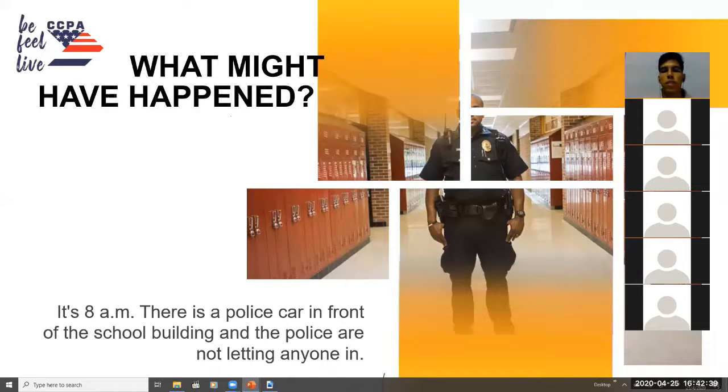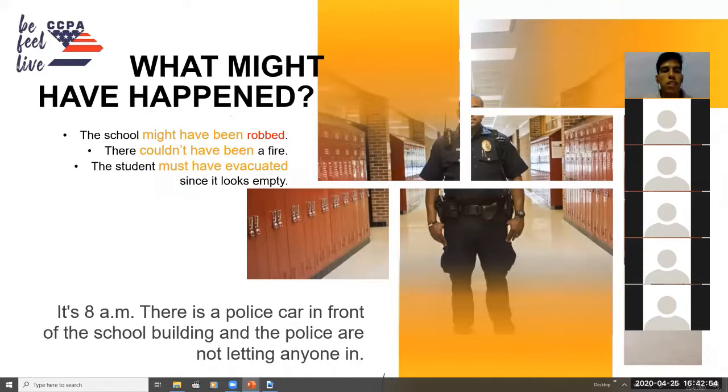We have this situation here, right? I'm going to give you some examples. The school might have been robbed. There couldn't have been a fire because there is no smoke in the picture, right? And the students must have evacuated since it looks empty, right?